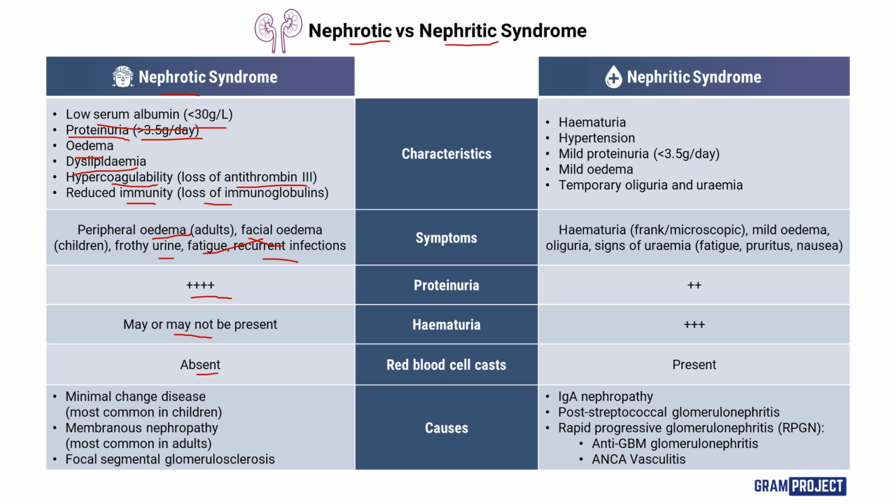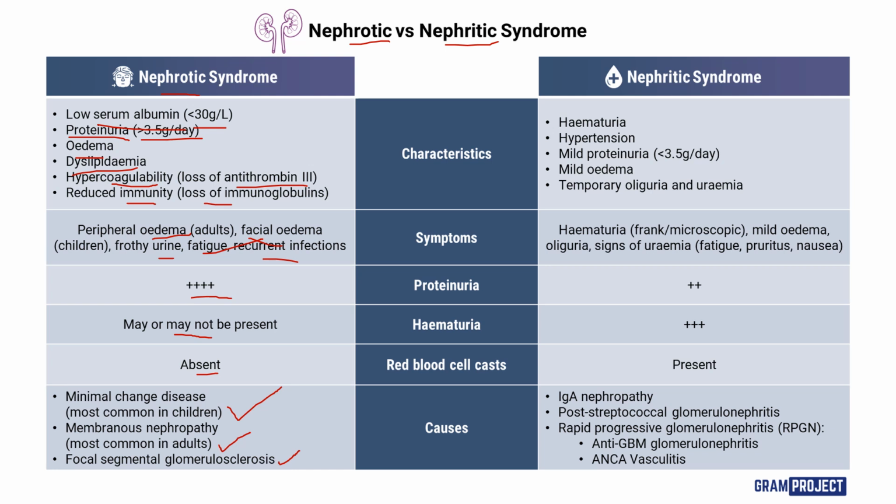Red blood cell cast is usually absent, and the causes are mainly minimal change disease, most common in children, and membranous nephropathy in adults, where it is also possible that there is an underlying malignancy like lung cancer or any other malignancy. So you have to do a malignancy workup or a cancer workup in an adult who is presenting with a membranous nephropathy kind of picture. FSGS, which can be a complication of diabetic nephropathy also.